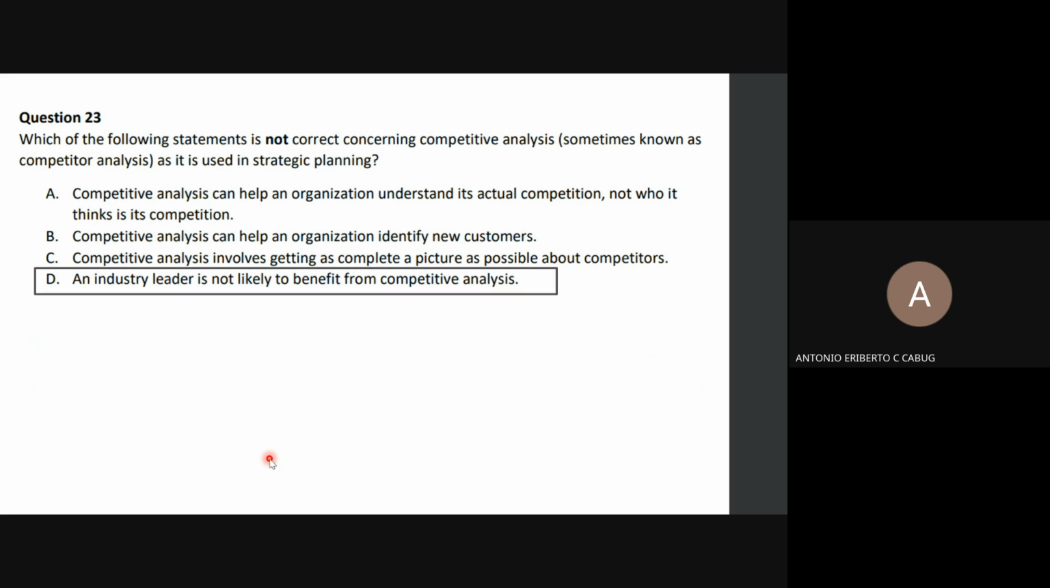The correct answer here is D as in dog. An industry leader is not likely to benefit from competitive analysis. This is not a correct statement. The industry leader can still benefit from competitive analysis whenever it wants to maintain its lead, no? To maintain its lead so that it won't be overtaken by others. So, competitive analysis, you can use this in analyzing your competition.